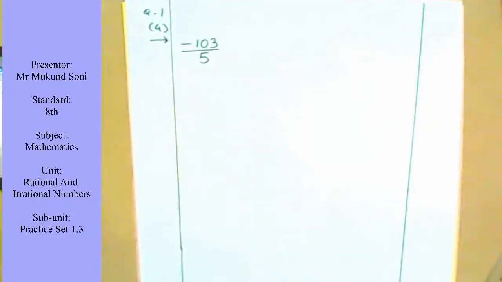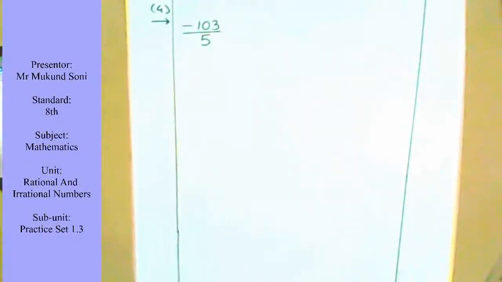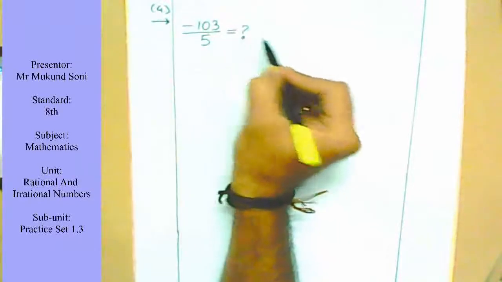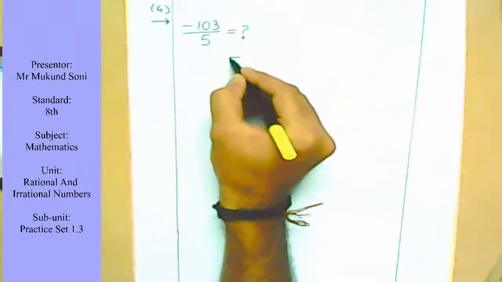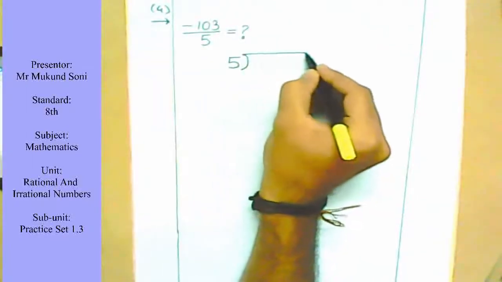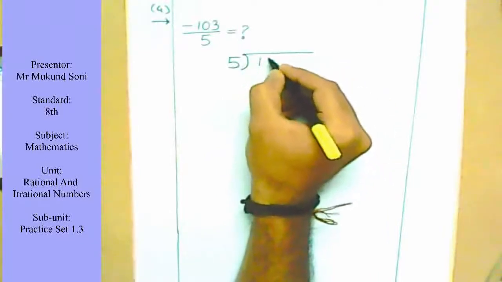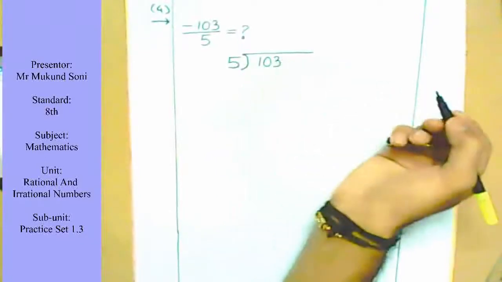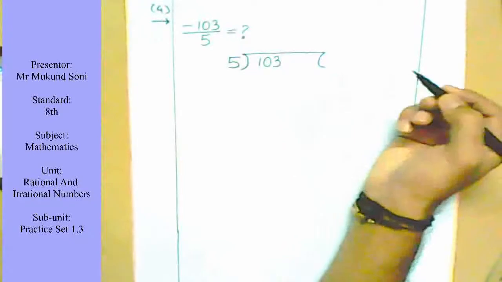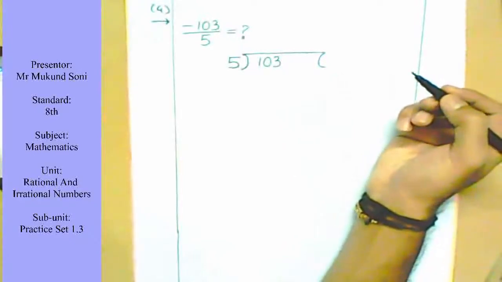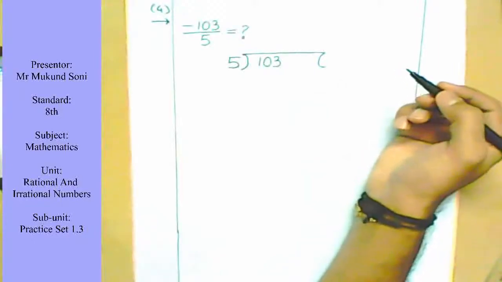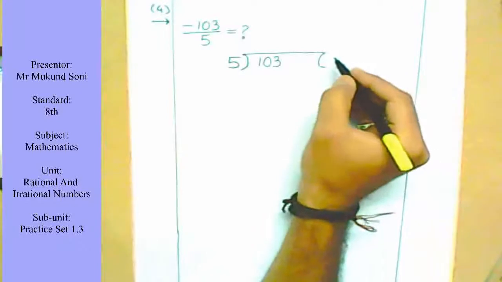Obviously, we are going to perform the long division method to find the answer. Whenever you find the solution of a negative rational number using the long division method, you do not include the negative sign while performing division. You simply keep the number. Then 5 is our divisor, where 103 is our dividend. Now let's do the division.